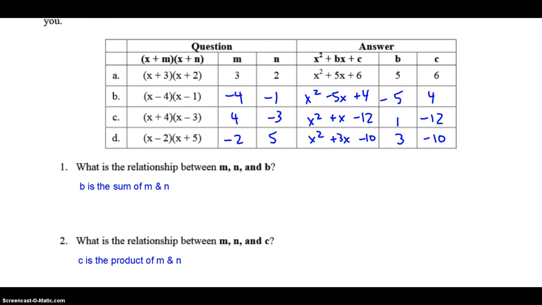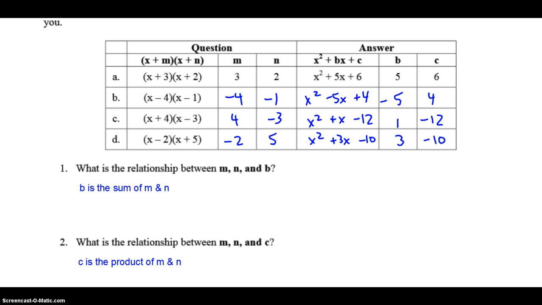So you're asked to look at the relationship between those original two numbers, m and n, and the b value. So 3 and 2, and my b value is 5. Negative 4 and negative 1, and my b value is negative 5. 4 and negative 3, my b value is positive 1. So if you look over these sets of numbers here, you should hopefully recognize that if you add your m and n values together, b is the sum of those. So 3 plus 2 is 5, negative 2 plus 5, positive 3.